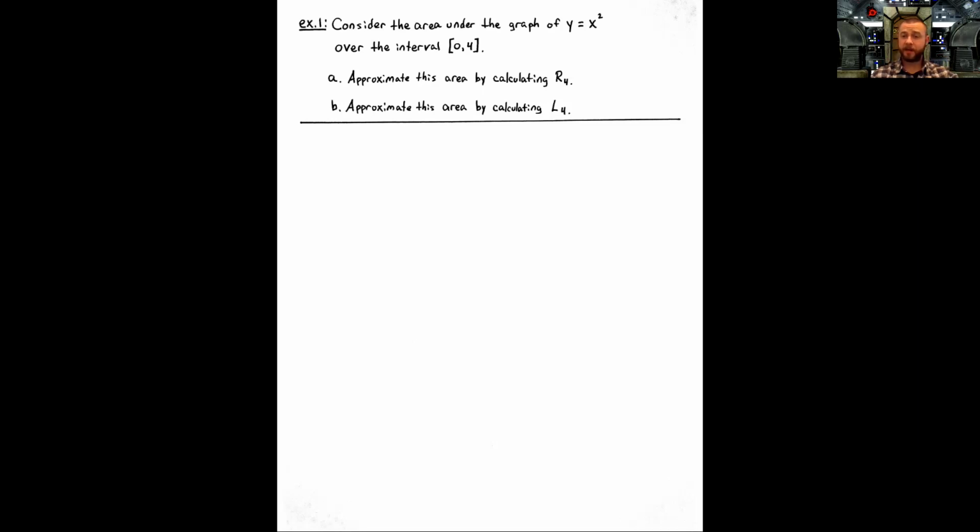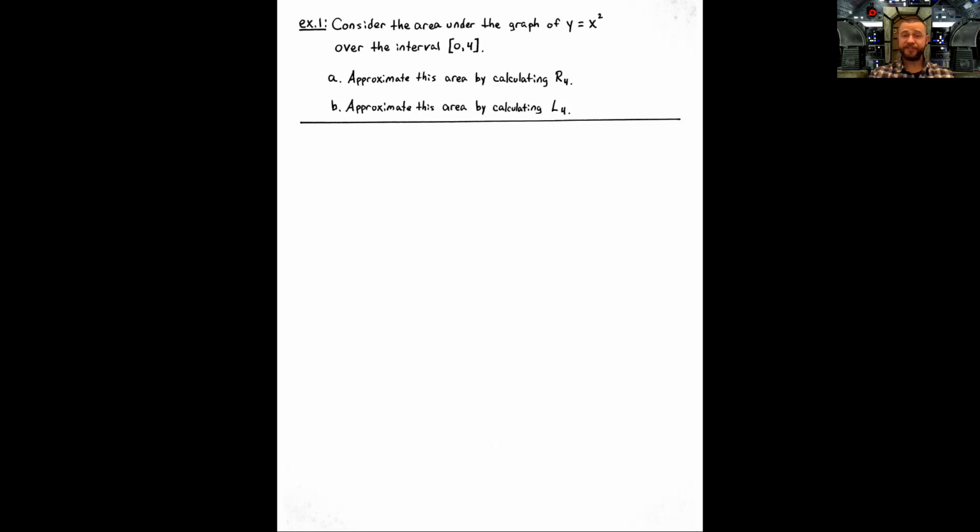We can approximate it in part A using the right endpoints of 4 rectangles. Notice the subscript 4 there tells you we're using 4 rectangles. And then in part B, we'll repeat this, but approximating the area using the left endpoints, still of 4 rectangles.